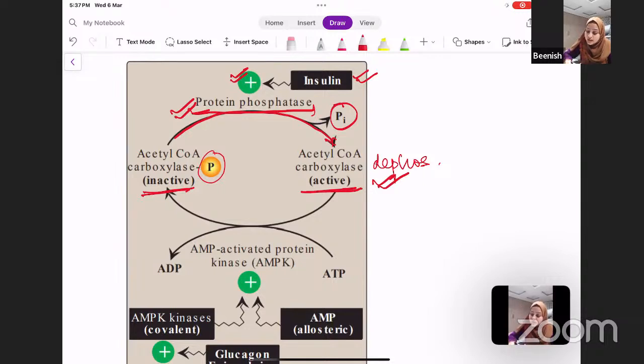So when insulin is there, protein phosphatase will be active, and when protein phosphatase is active, it will remove this phosphate from the inactive acetyl CoA carboxylase to make it active in its dephosphorylated state.